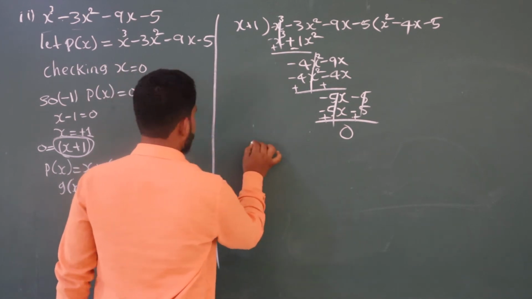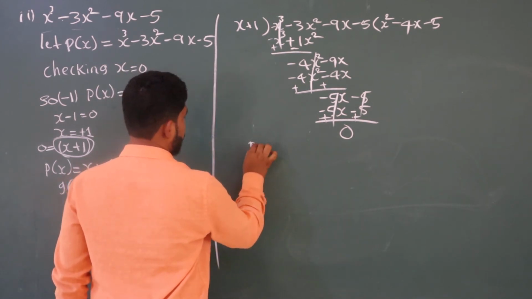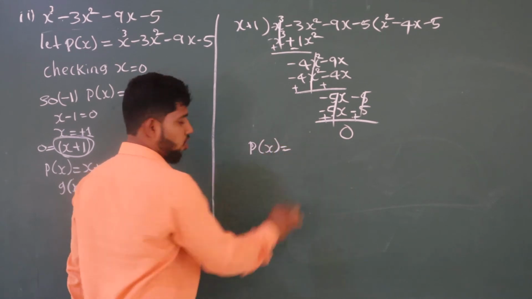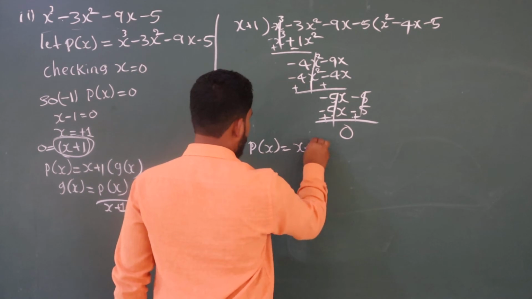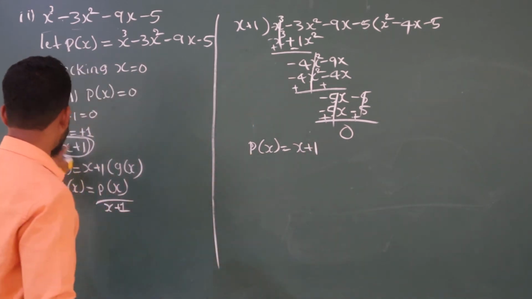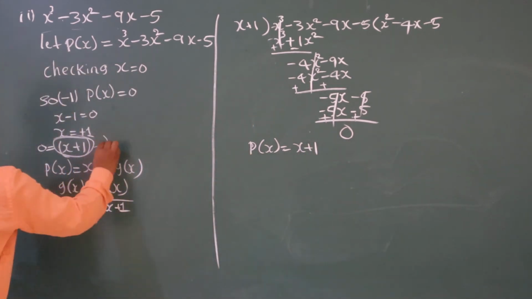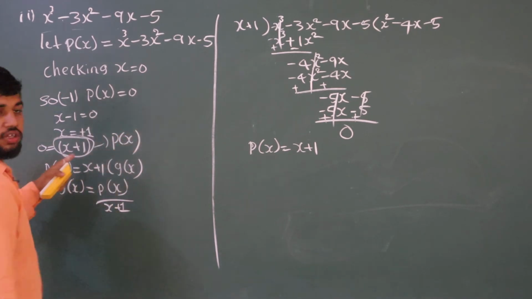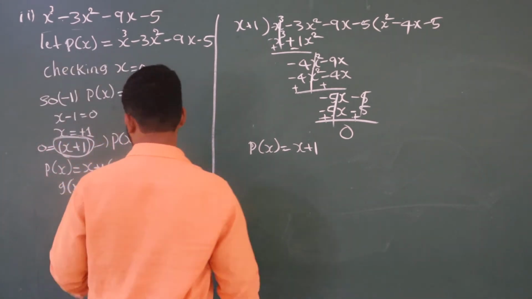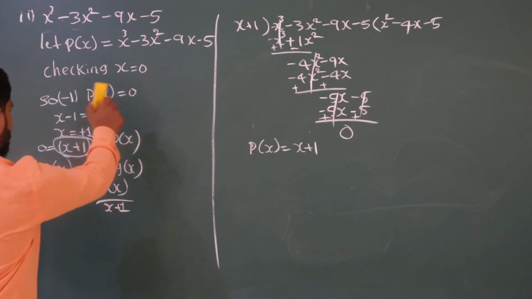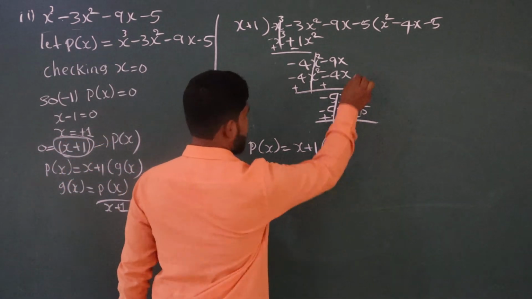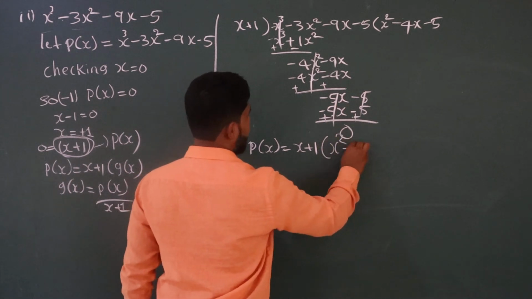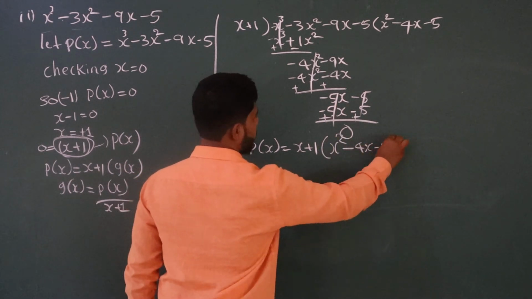Here p of x is equal to x plus 1 times the quotient. If we take p of x equal to 0, we get x plus 1. Again, what is the quotient here? x square minus 4x minus 5.